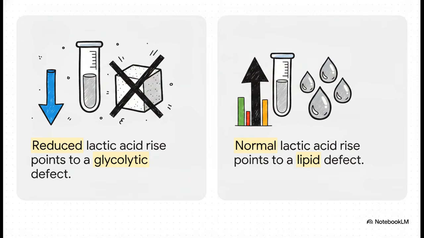A reduced lactic acid rise post-exercise flags a glycolytic defect. Why? Because the muscle just cannot break down glycogen into lactate. That is the absolute hallmark of McArdle disease. But if you see a normal lactate rise, that tells you the glycolytic pathway is completely intact. That points your diagnostic compass straight toward a lipid disorder, like CPT2 deficiency, especially if the patient is dealing with exercise-induced myoglobinuria after prolonged fasting or sustained low-intensity exercise.